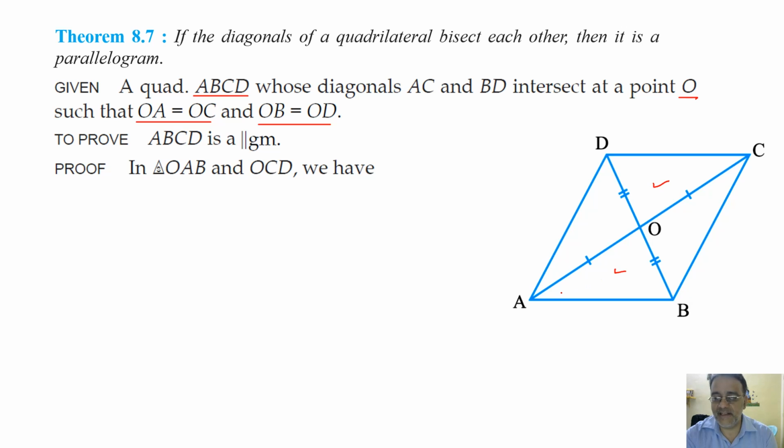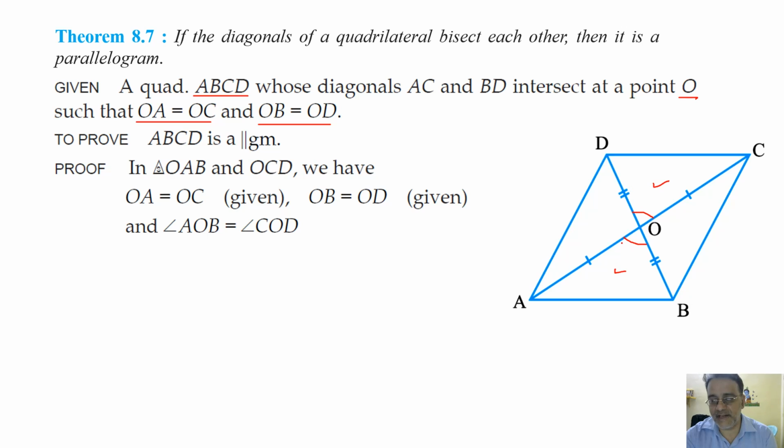Okay, so let us start. Let's take this as angle 1 and this as angle 2. OA is equal to OC, it is given. OB is equal to OD, this is also given. And these two angles are equal. Why? Vertically opposite angles. Very good. So these two triangles are congruent by which criteria? Side angle side, SAS.